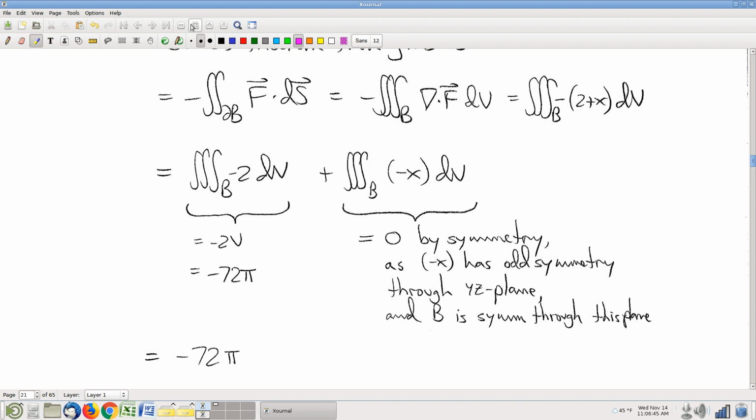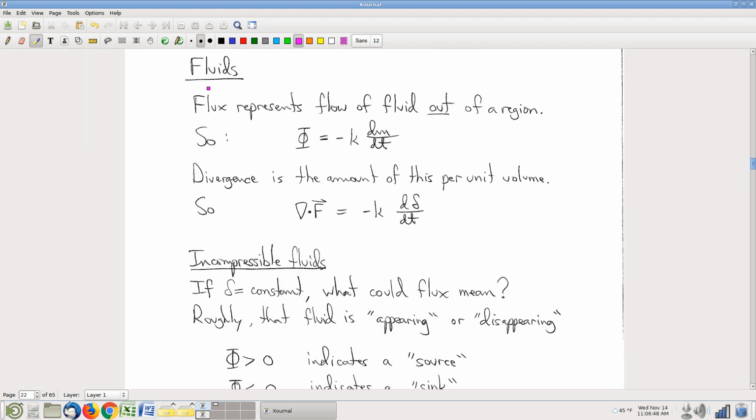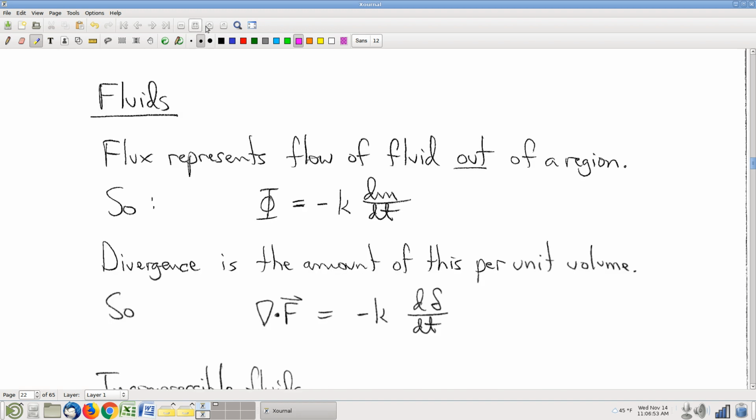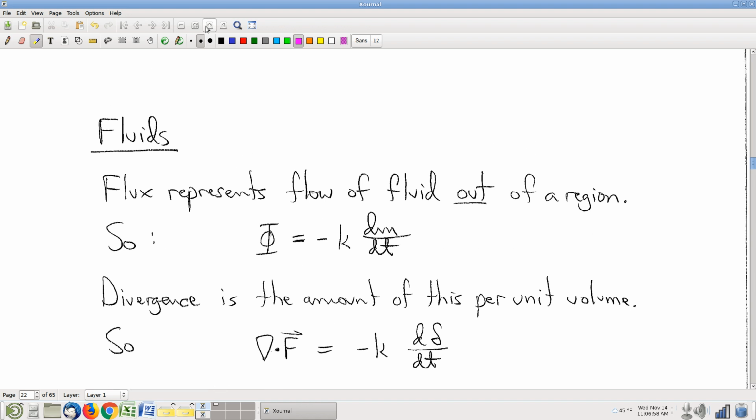Okay. Let's see here. I want to talk about interpretations a little bit, and so let's talk about fluids. We're not going to get to the incompressible stuff today, but here's our first interpretation of boundary flux. So remember, we're talking about boundary flux here. That's not just an arbitrary flux through some random surface. It's got to be the boundary of a solid, and boundaries point outward from the region. Flux represents how much stuff is passing through that surface.